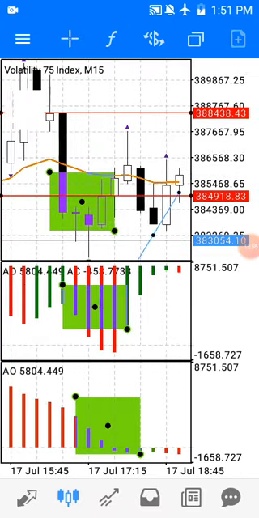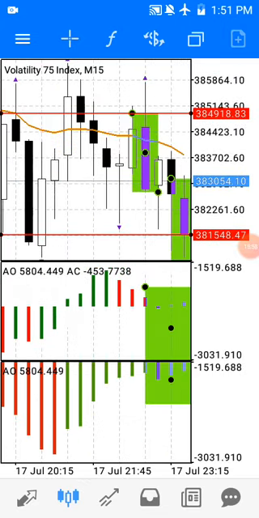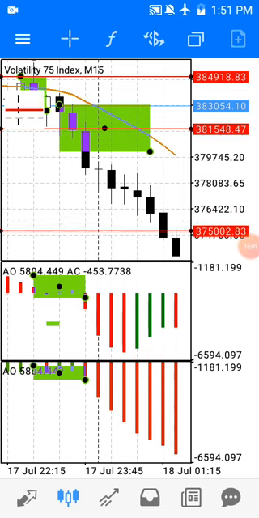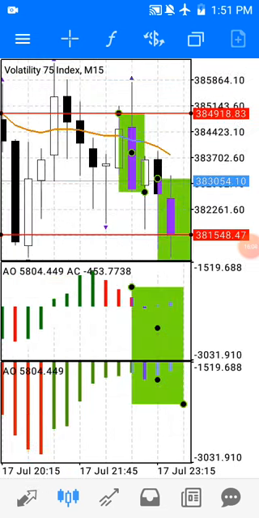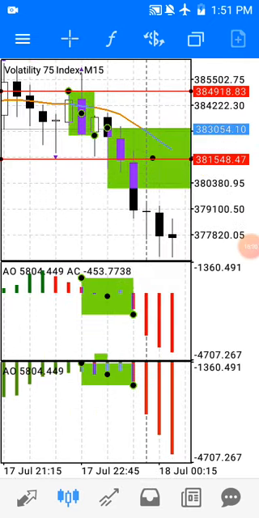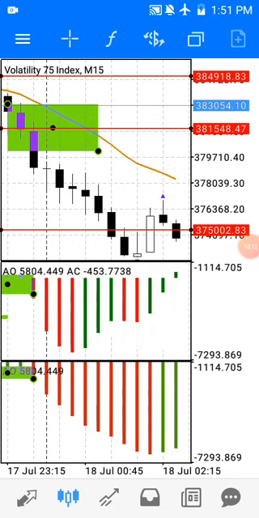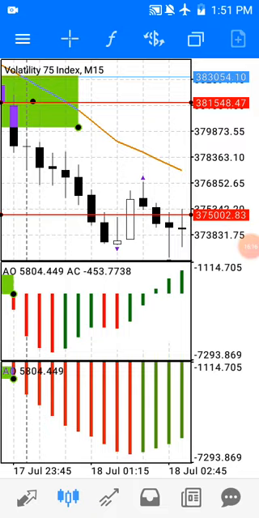It's a good strategy. You will like it. You can always backtest and backtest so that you can arrange the setup to suit your style or your tastes. So that's that for this strategy. You can use it on any time frame. You can use it for Step Index. You can use it for other volatility index assets.